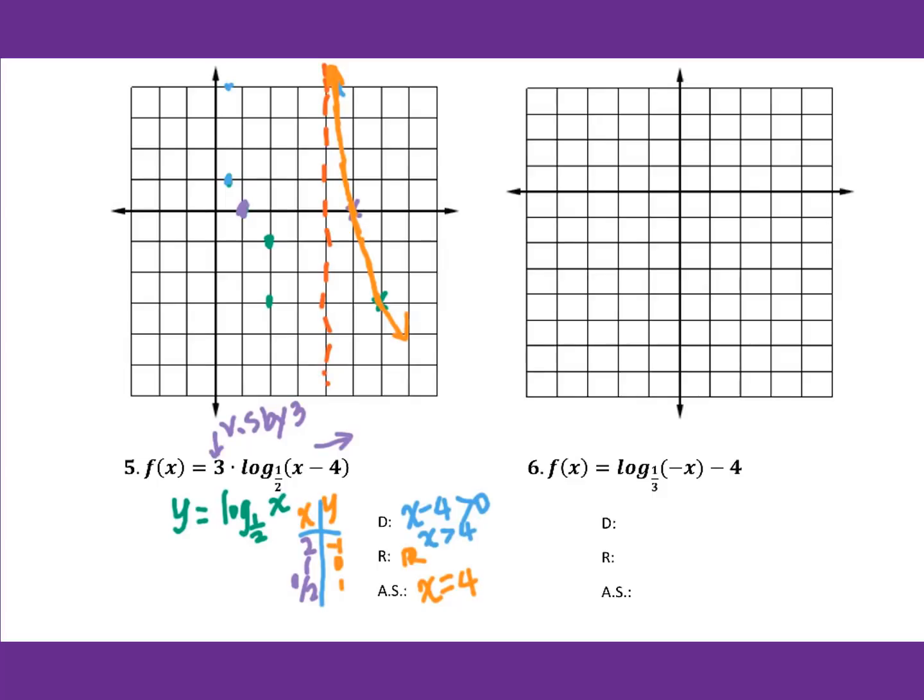Now let's go to number 6. Domain, I will make sure negative x greater than 0. Therefore, x less than 0. Because you divide by negative 1 both sides, you need to switch the symbol. Still, your asymptote line will be x equal to 0. Range is all real numbers. Your parent function, you will get the log base 1 over 3 of x.